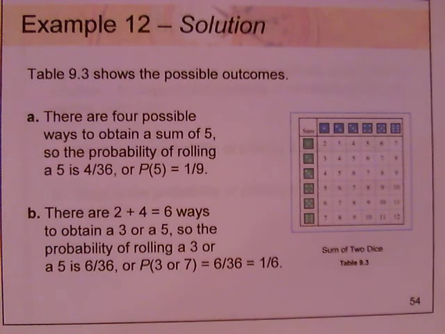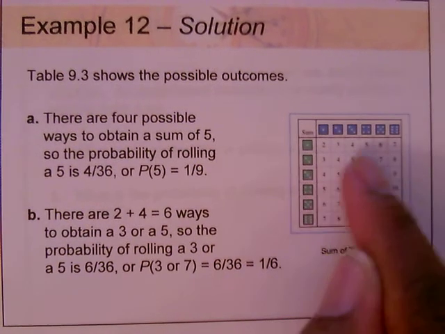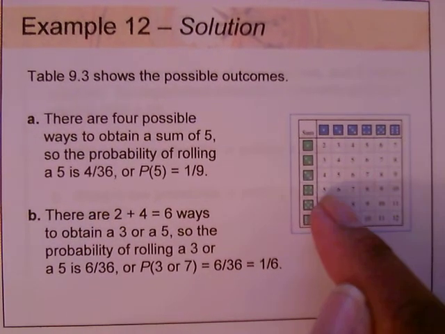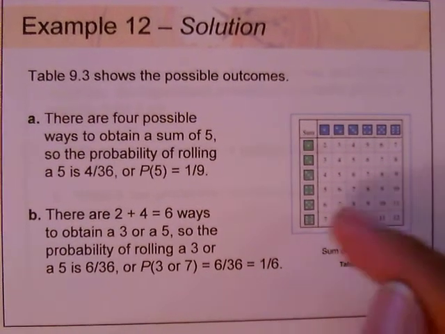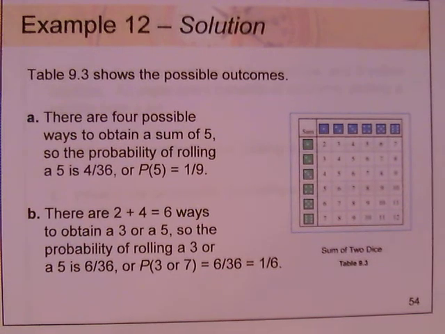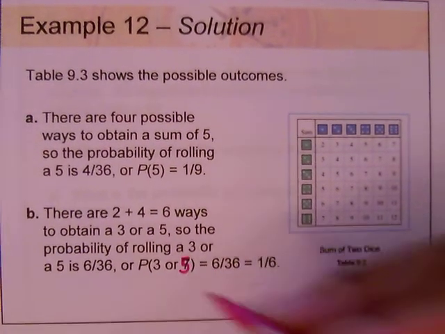And then for rolling a 3 or a 5, there are only 2 ways of rolling a 3, and there are 4 ways of rolling a 5. So if I add 2 and 4 together, that would give us 6 ways of obtaining a 3 or a 5. So that probability would be 6 over 36. So the probability of rolling a 3 or a 5 would be 6 out of 36, or 1/6.